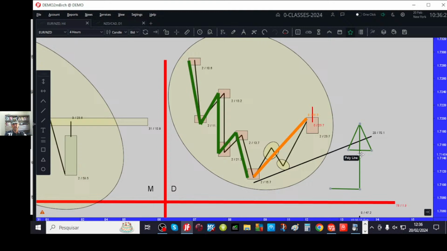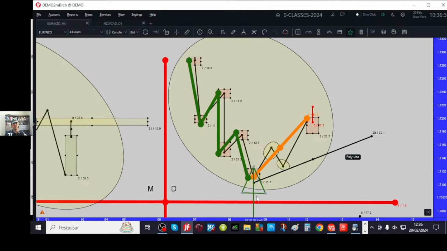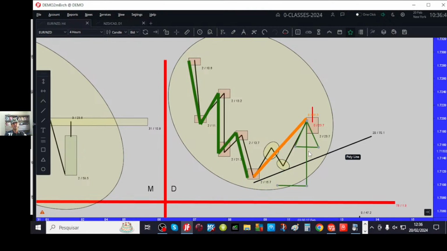Sure, let's go step by step. Do we agree that this is the first up extension leg? This is GBP CHF right now. This is AUD CHF right now. This is USD CHF right now on the daily chart and the weekly chart.